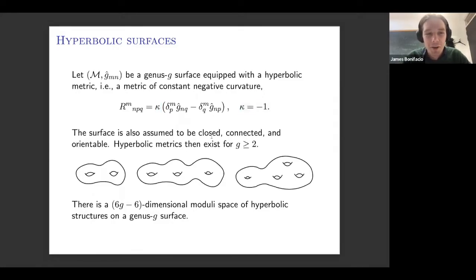I'm also going to assume throughout that the surface is closed. So that means compact without boundary, that it is connected, and also orientable. With these assumptions, it's known then that hyperbolic metrics exist for the genus g greater than or equal to 2. So here are some examples of genus 2, 3, and 4. And in fact, on a genus g surface, there's a whole 6g minus 6 dimensional moduli space of hyperbolic structures, which means hyperbolic metrics up to diffeomorphisms.